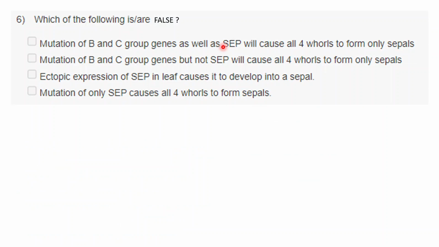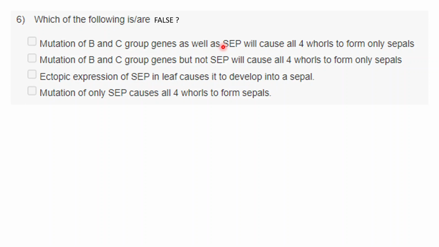Moving on to the next question, which of the following is false? Option A, mutation of B and C group genes as well as sep will cause all four whorls to form only sepals. Mutation of B and C group genes but not sep will cause all four whorls to form only sepals. Ectopic expression of sep in leaf causes it to develop into a sepal. Mutation of only sep causes all four whorls to form sepals.